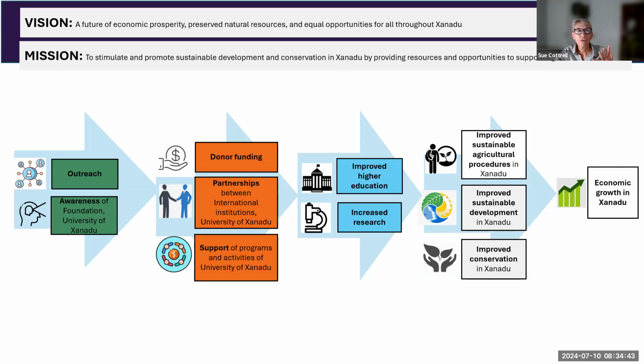So you can see, if you conduct outreach and awareness of the foundation and the University of Xanadu, then your graphics show that you will get donor funding, and it will lead to partnerships between international institutions and the university and support programs and activities of the university. If you have that, then it will lead to improved higher education and increased research. If you have that, then you'd have improved sustainable agricultural procedures in Xanadu and sustainable development and improved conservation, and then economic growth in Xanadu, the goal.